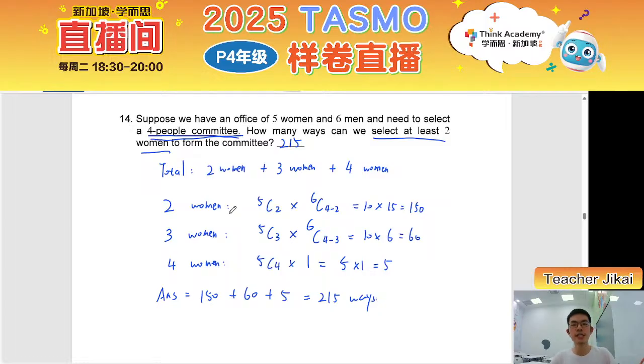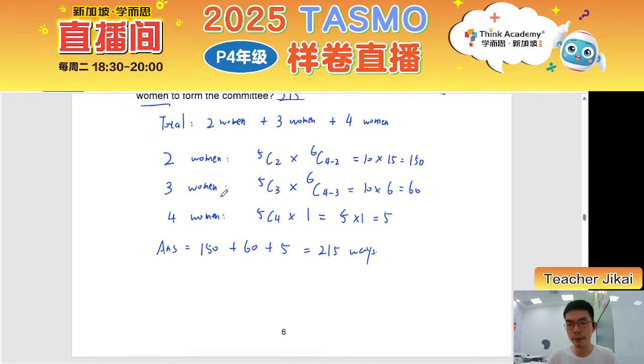Or you can just think, we have a total of 11 people, we choose 4, and we minus those with 1 woman, minus those with 0 woman. It's also the same, right? It is also the same. Both ways will give you the correct answer. Yeah, I just give you this way.